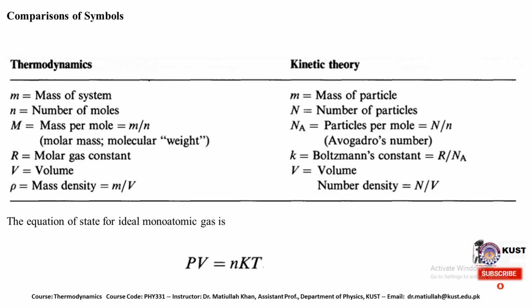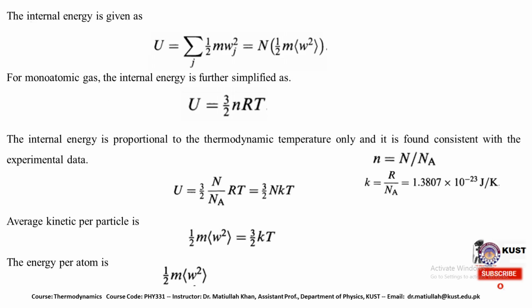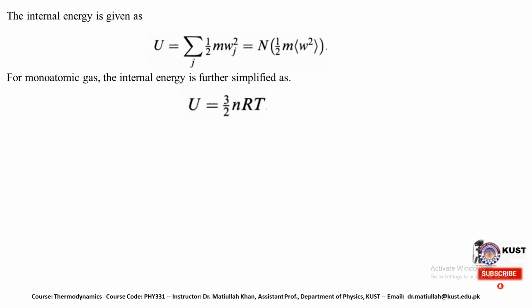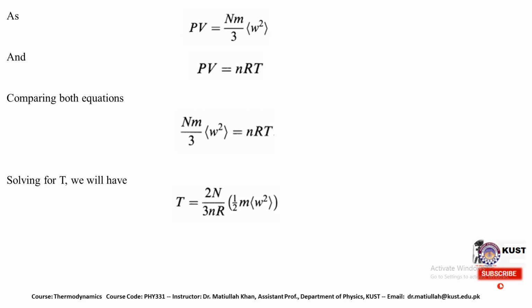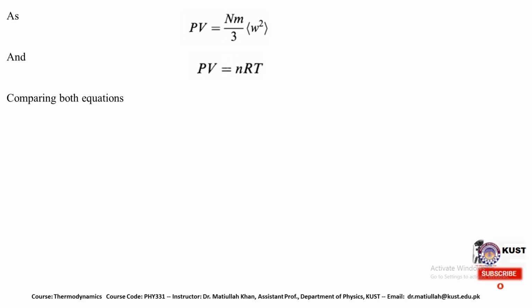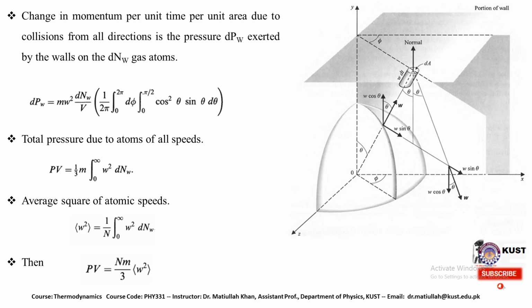So the equation of state for an ideal monoatomic gas is PV = NkT, and that is the equation of state for it. This equation of state could be obtained, just like PV = nRT, when we are calculating the internal energy of the system.